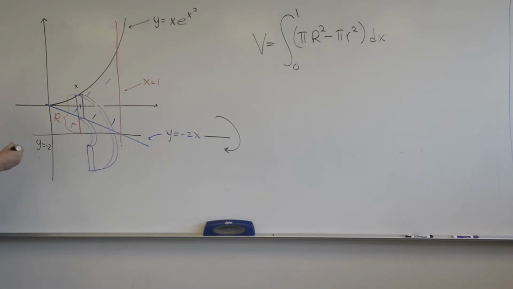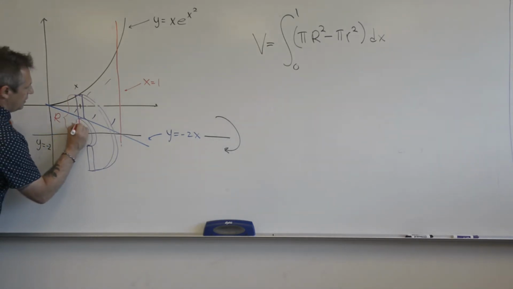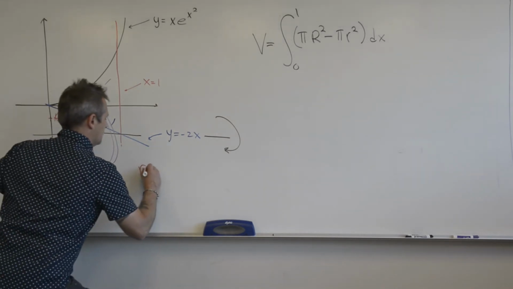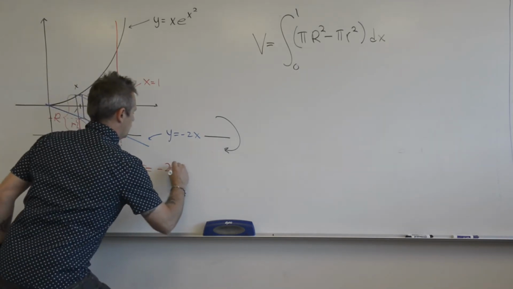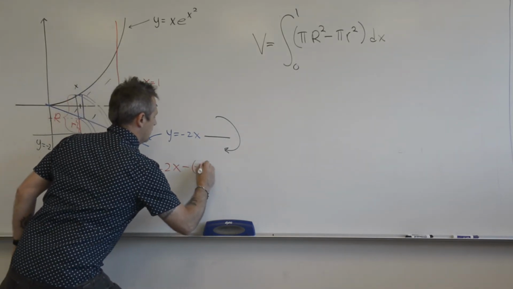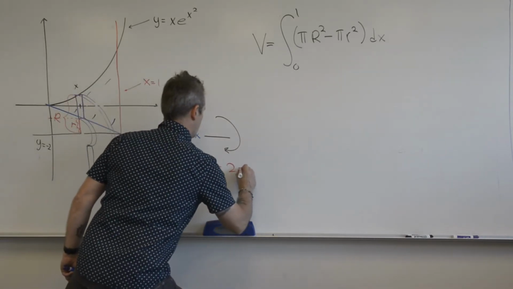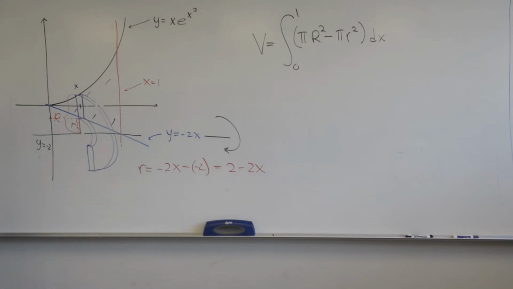So little r is this distance right here. At this x value that I've picked, the y value right here is negative 2x, and this is down at negative 2, so little r ends up equaling negative 2x minus negative 2, which comes out to be 2 minus 2x if I do a little bit of work.